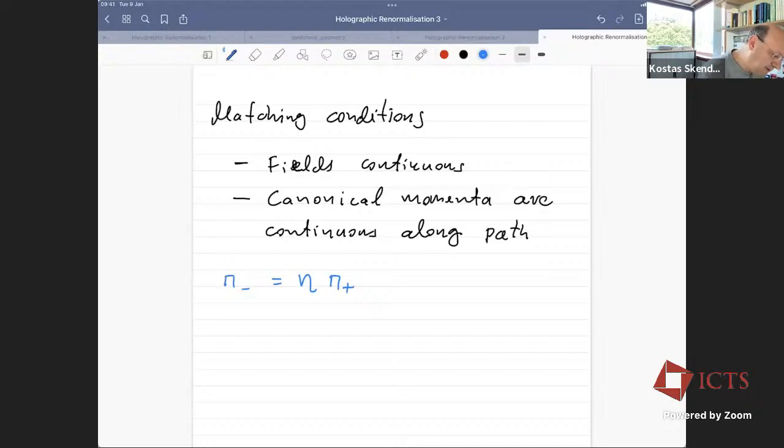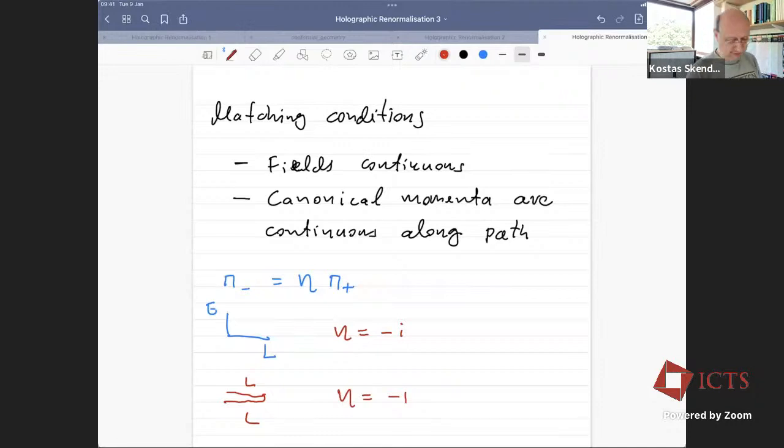So if you have a corner like this, Euclidean to Lorentzian, then this factor is minus i. And if you have a 180 degree turn, going from Lorentzian to Lorentzian, then this factor is minus one. And you can derive this using similar methods as with the Israel matching conditions. If we had more time, I would have explained this. If we have time, I can come back and explain it in more detail.